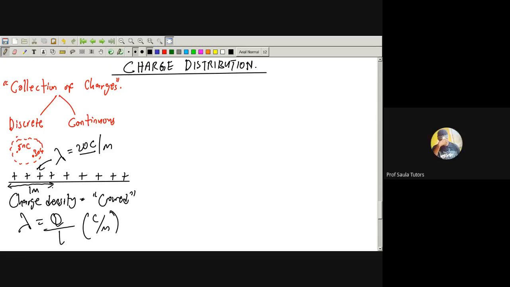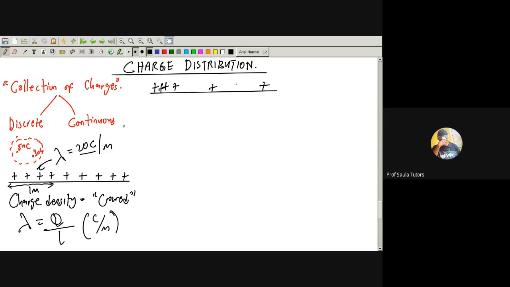That is it. But let me now draw another line and show you another scenario. Look at this scenario. Are they evenly distributed this way? Nope. Please look at this. Remember, I'm looking at continuous distribution of charges.